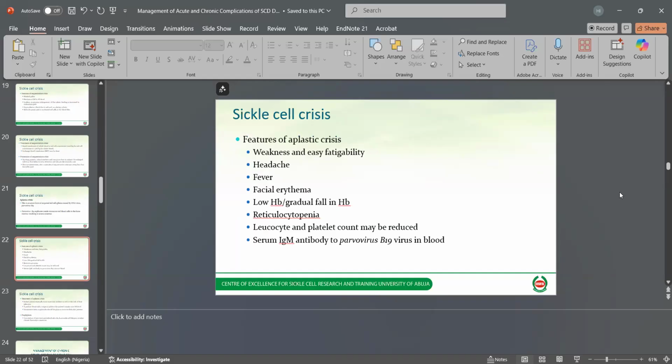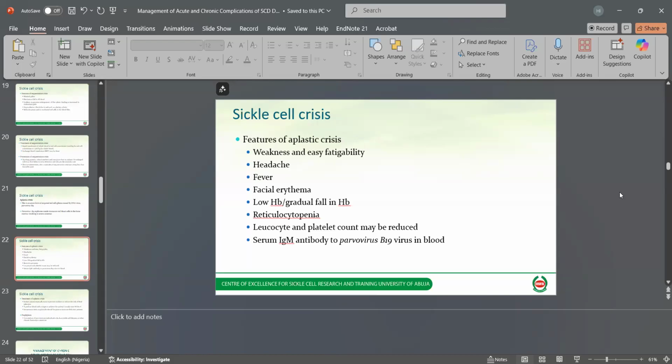Features of aplastic crisis include weakness and easy fatigability. Of course, the features of anemia, headache, fever, facial erythema, low hemoglobin, and a gradual fall in hemoglobin. So this is in contrast with the sequestration crisis. In sequestration crisis, there is usually a sudden drop in hemoglobin. But in aplastic crisis, the fall in hemoglobin is gradual over days.